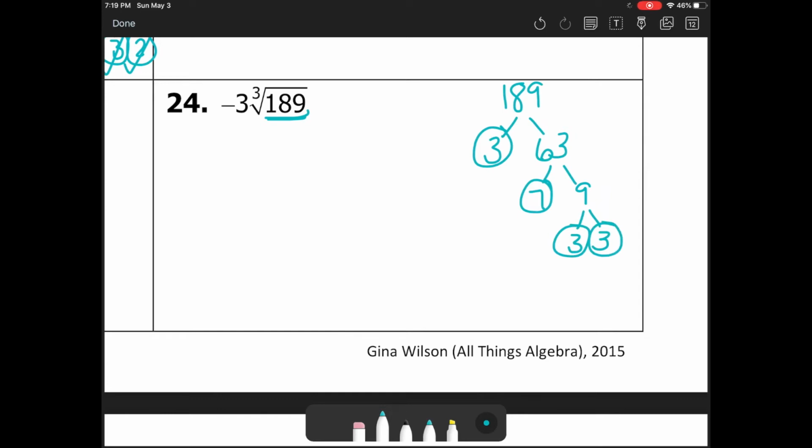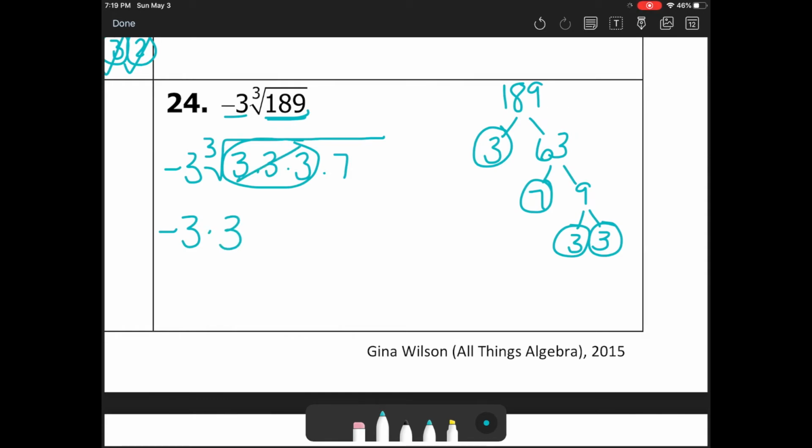And now I'm down to my prime numbers. I'm going to keep the negative 3 in the front. Replace the radicand with 3 3's and a 7. Here's a triplet. Keep the negative 3 in the front. Take out 1 3 for the triplet. Keep the cubed root of 7. Simplify right here. Negative 9 cubed root of 7.